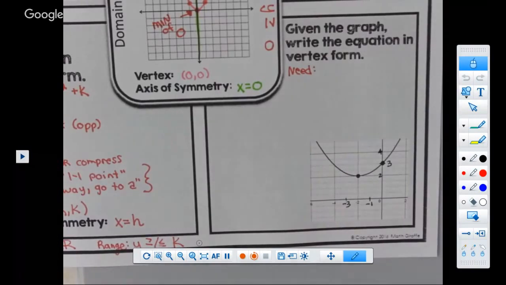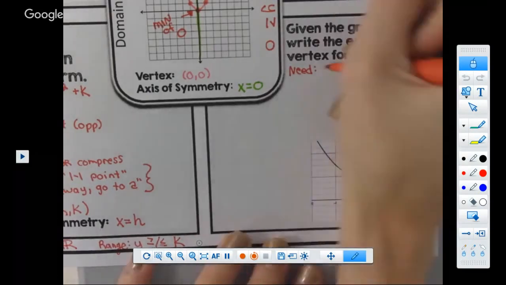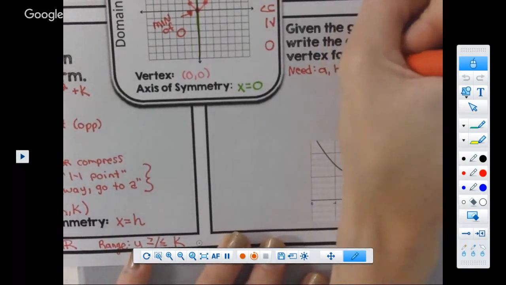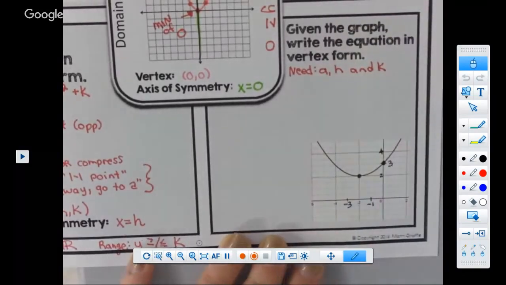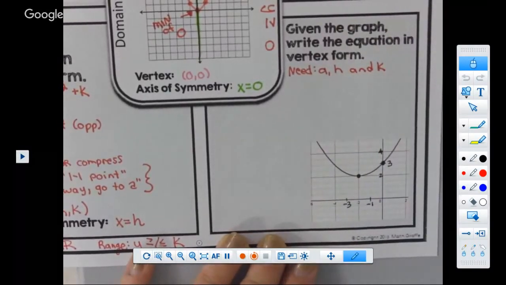Anytime we're going to write in vertex form, we need 3 things. 3 things we have to fill in. The vertex, what letters do we use to describe the vertex? H and K. We need one more thing. A. So we need A, we need H, and K. Once we get A, H, and K, it's just a matter of plugging into our formula.